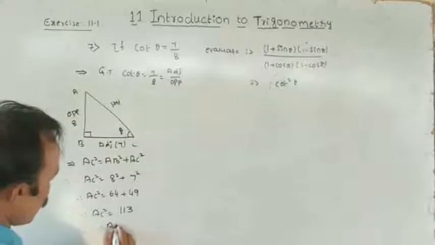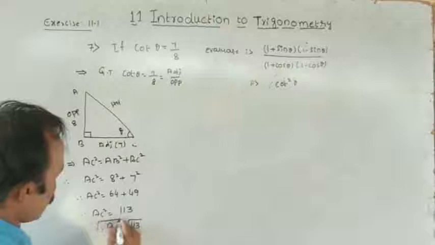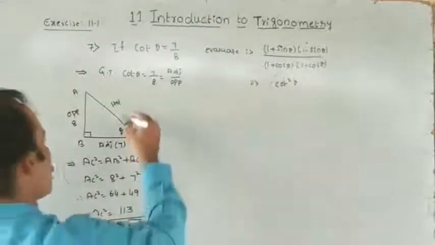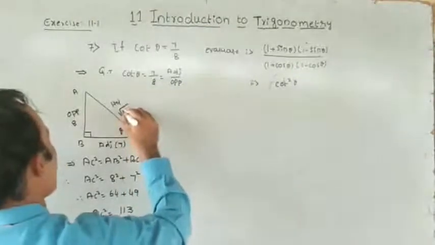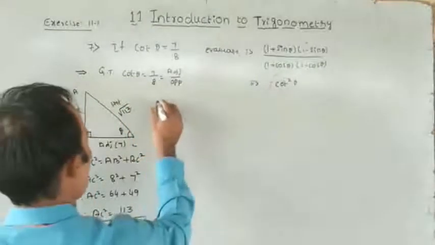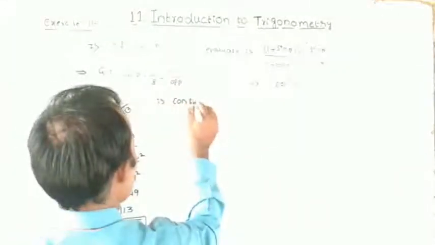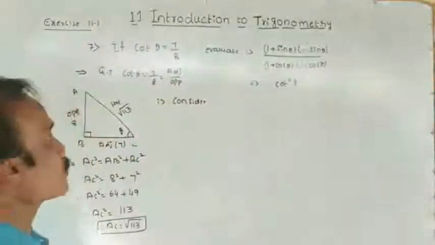Therefore, the value of AC is equal to root of 113. What is the value of hypotenuse here? Root of 113. Now we consider the questions one by one. First one, consider the given question. What is the given question here?